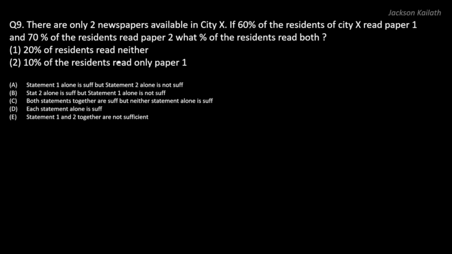So let's get started. There are only two newspapers available in city X. If 60% of the residents of city X read paper 1 and 70% of the residents read paper 2, what percentage of the residents read both? So that's the question. And we're given two statements. Statement 1 says 20% of the residents read neither, and statement 2 says 10% of the residents read only paper 1. Pause the video, give it a try, and then let's solve this question together.